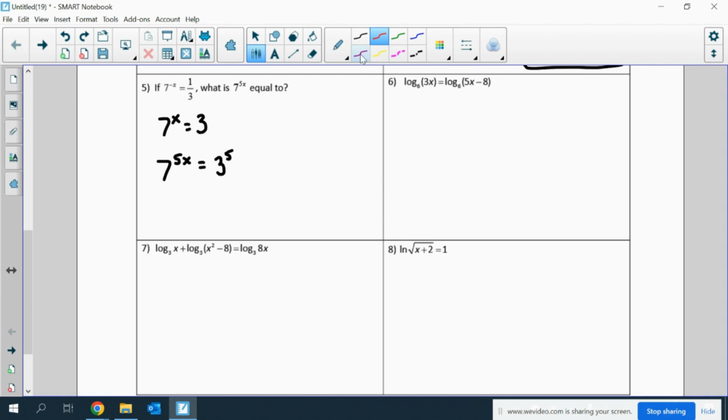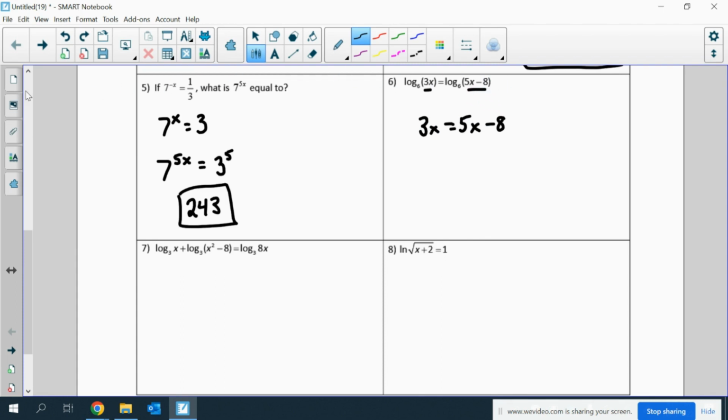So 3 to the 5th, I'll just count by 3's. 3, 9, 27, 81, 243. So the answer is 243. Now log equations work much in the same way as exponential equations. If I have logs with the same base, then the insides have to be equal to each other. So 3x equals 5x minus 8.